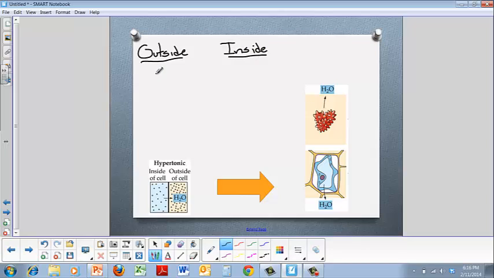inside. Now I know my outside of the cell is hypertonic because that was given to me. I have a high solute concentration on the outside, so that makes my outside hypertonic. Now because the outside is hypertonic, then that by default means that the inside of my cell is going to have less solute dissolved in the cytoplasm, so that's going to be hypotonic. So I've established my gradients.